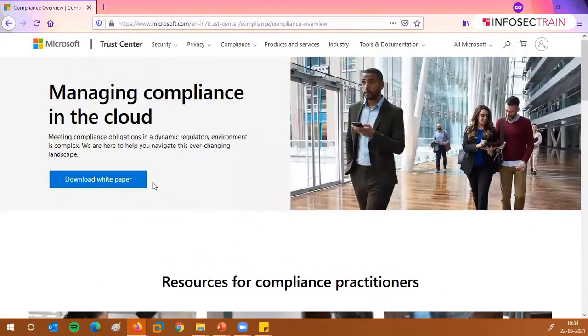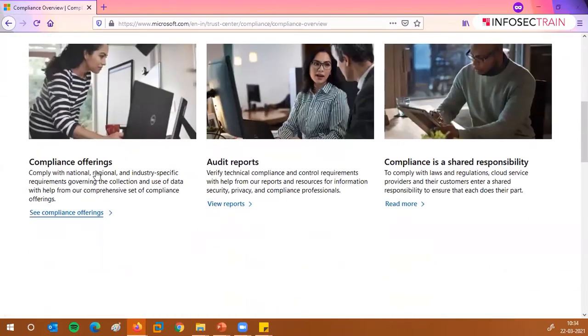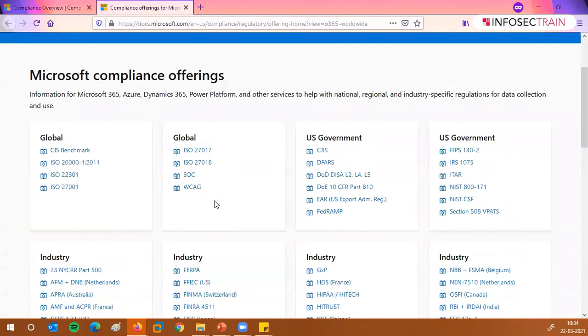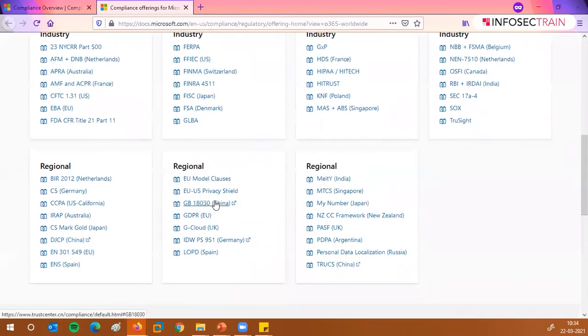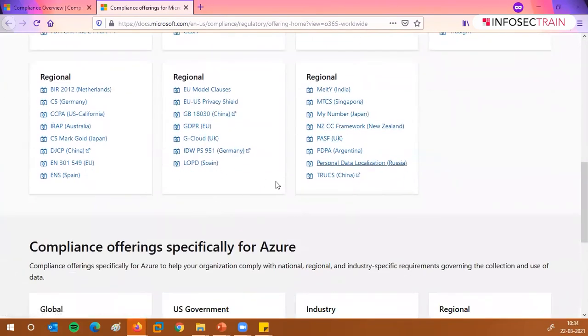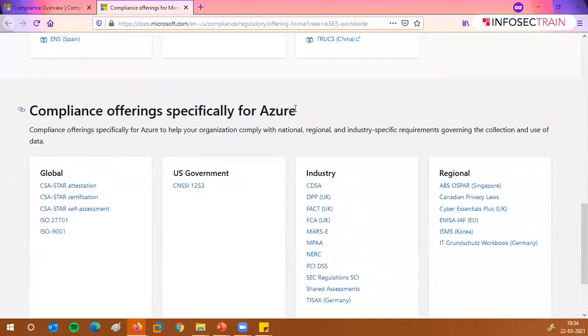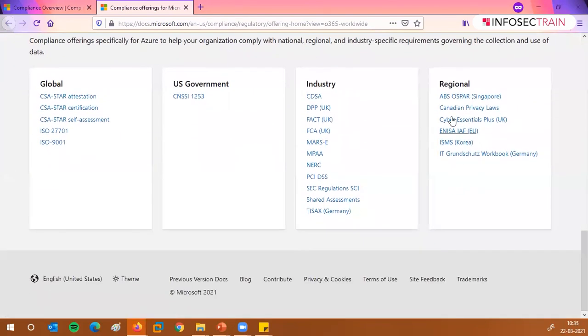You can download their white paper, the option here. You can check the compliance offerings, audit reports, and compliance shared responsibility, right? These 3 options are here. I want to check the compliance offerings. I will click on this button and I can easily see what the compliances are. Regional compliances are on this page, which are followed by Microsoft, and this is, I think, especially for Azure. So you can check those things out here in the Trust Center as well. So this was your answer to question number 4, which is the Trust Center.